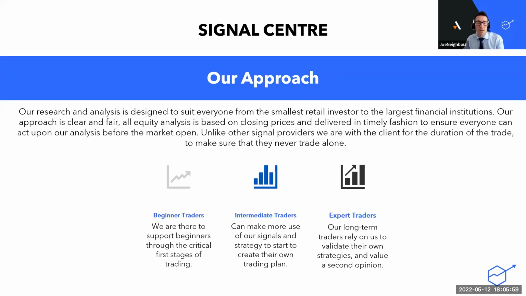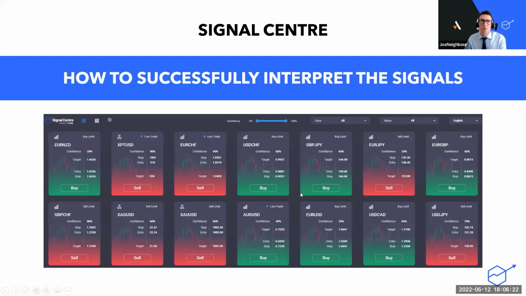So the design of our research is that it can support anybody, as I say, from that beginner trader all the way through to an expert trader, and we have everybody in between. So we want to make sure that when we provide this analysis for you on a daily basis, we're there to support you throughout that trading process and keep you up to date with all the latest information and movements in markets. So we're going to talk about how to successfully interpret these signals.